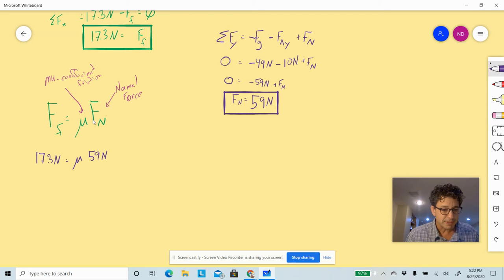Divide both sides by 59 to get mu by itself, right? Divide this side by 59 newtons. Divide this side by 59 newtons. So 17.3 newtons divided by 59 newtons equals mu, right? The 59 newtons will cancel out. What do we get here?